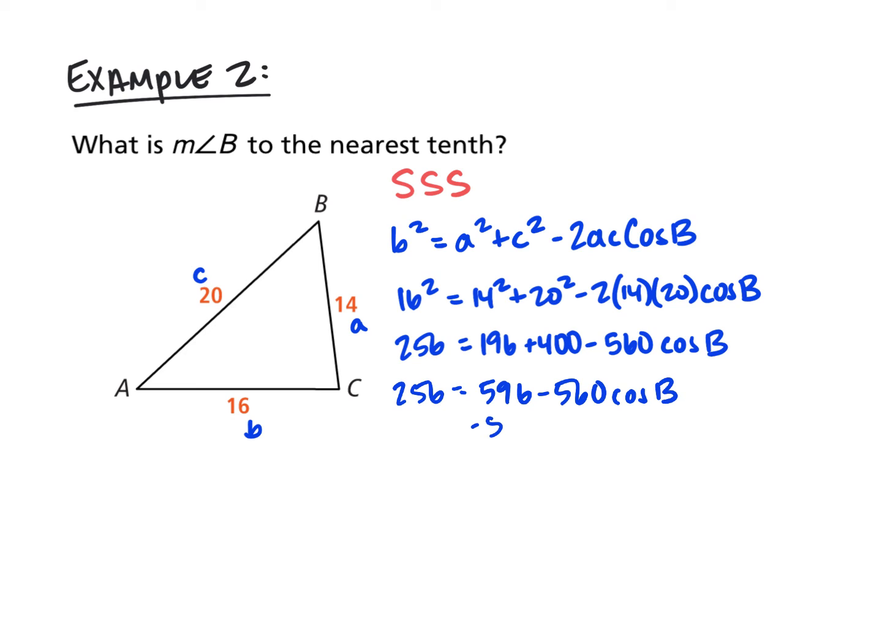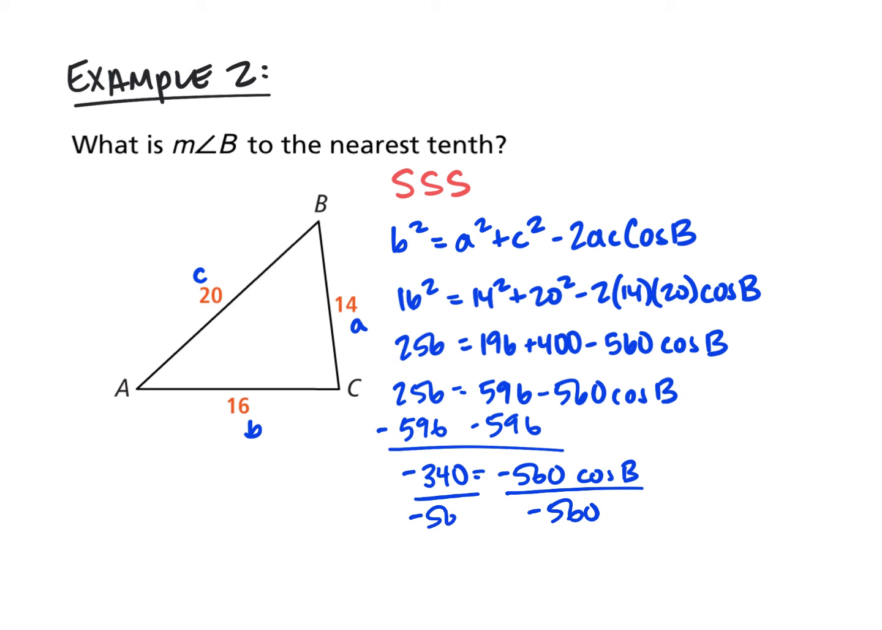And the next thing I'm going to do is subtract 596 from both sides. So 256 minus 596 is going to give me negative 340 equals negative 560 cosine b. Don't forget that this minus sign right here is going to turn into a negative sign once I get rid of this 596. And then I'm going to divide both sides by negative 560. Again, the purpose here is I'm trying to get this cosine b by itself.